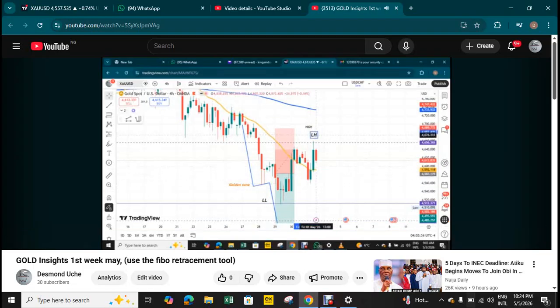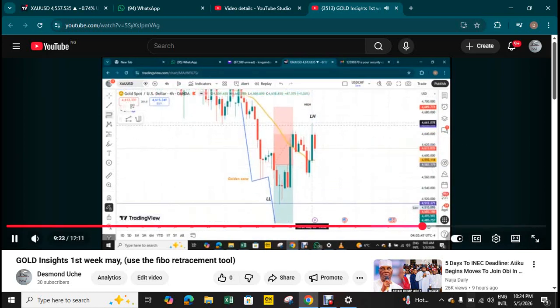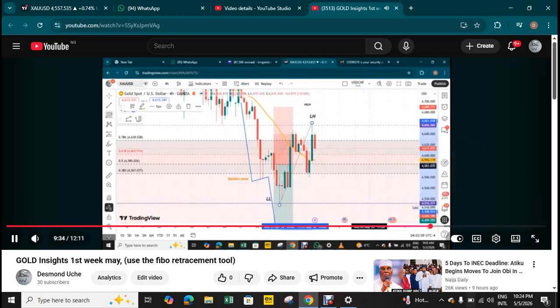Now we have a lower high printing bearish or red sell candles into the golden zone. So that's the level we need to go towards, that's the Fibonacci retracement. Now clearly you can see I have drawn from the lower high, from the high to the low. And remember, the golden zone should be in the 0.618 area and 0.5 area.